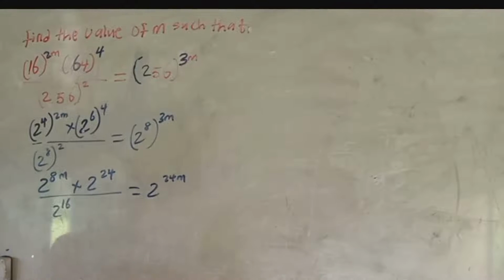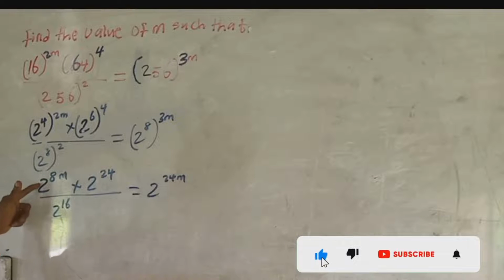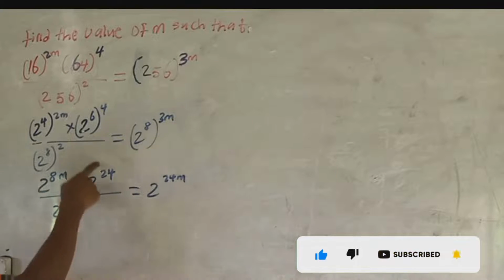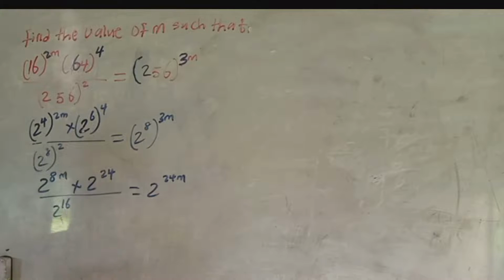So in this case, we are breaking it down small. If you look at this one, we have base 2 here, base 2 here, base 2 here, and base 2 here. So let's apply our indices laws to this place. You know that in indices, multiplication means plus, and division means minus. So let's apply that to this place.